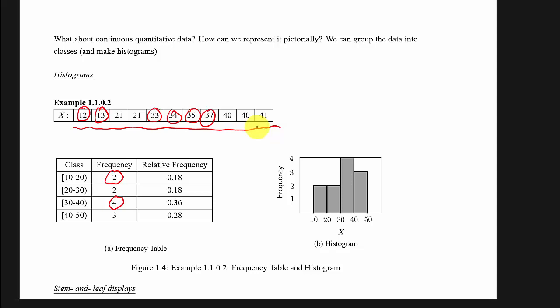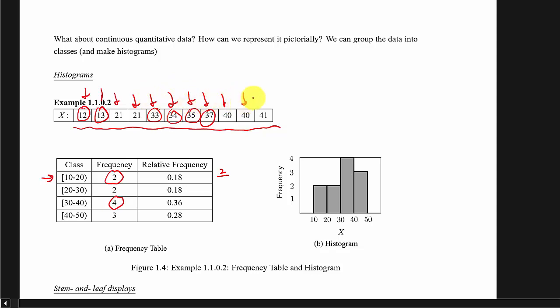And so how do they get this relative frequency? Well, that's the frequency for this class, which is 2, divided by, and that would be 1, 2, 3, 4, 5, 6, 7, 8, 9, 10, 11. There's 11 data values, so we divide that by 11, and that gives us the 0.18, and that's where that comes from. All right, so that's your relative frequency. It's the frequency of that class divided by however many data values you have.